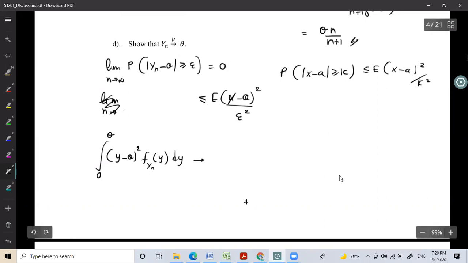I think as the answer, when you find this, you will get 2 theta squared over (n plus 1)(n plus 2). Okay, check this. So all the n's are at the bottom. See whether you can get this answer. And you can show that as n goes to infinity, this expression goes to 0.